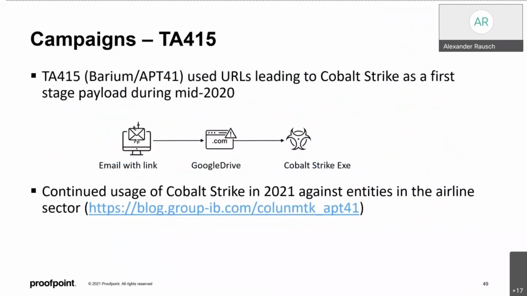If we now look at a few campaigns, we will start with an APT actor called TA415 or Barium or APT41. It used URLs leading to CobaltStrike as a first stage payload during mid-2020. So an email with a link leading to Google Drive, and you downloaded the CobaltStrike exe from Google Drive, and then you got infected with CobaltStrike.